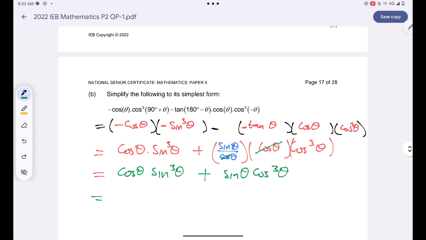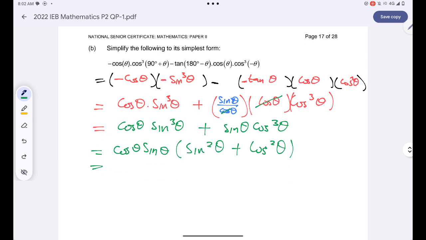I know that cos is common in both of these terms, so I can take out cos theta as well as sine theta, because sine is also common in both of the terms. I'll be left with sine squared theta plus cos squared theta. I know that this will give me 1, so I'll be just left with cos theta sine theta.